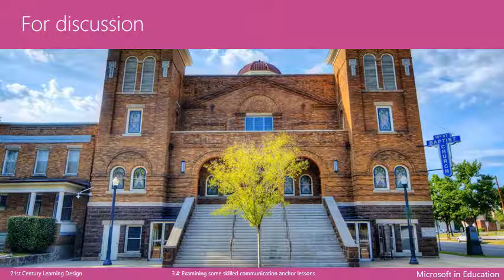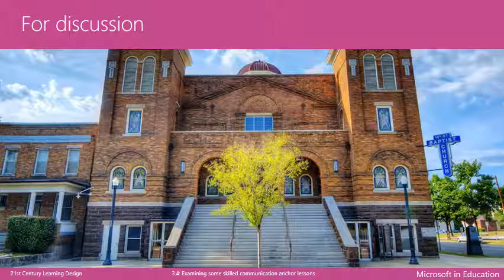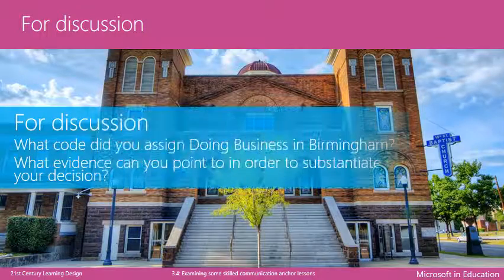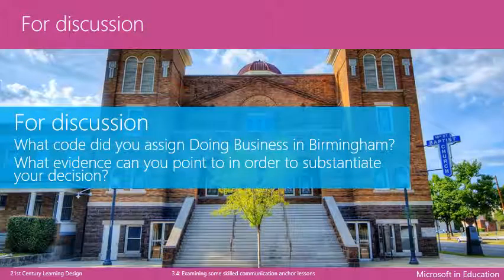As before, we would encourage you to join the discussion where you can share your views on how you coded the activity for skilled communication. What code did you assign Doing Business in Birmingham? What evidence can you point to in order to substantiate your decision?